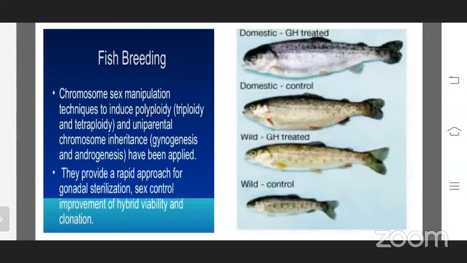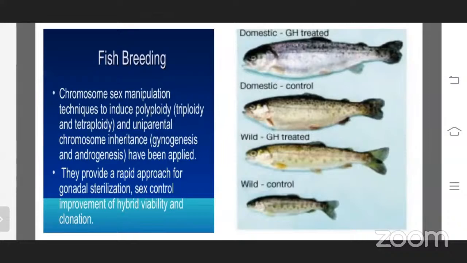And fish breeding. See here, what is fish breeding? Chromosome and sex manipulation techniques to introduce polyploidy, triploidy, tetraploidy, and uniparental chromosomal inheritance. Every word covers a broad subject. Gynogenesis and androgenesis have been applied. They provide a rapid approach for gonadal sterilization, sex control, improvement of hybrid quality, and cloning.